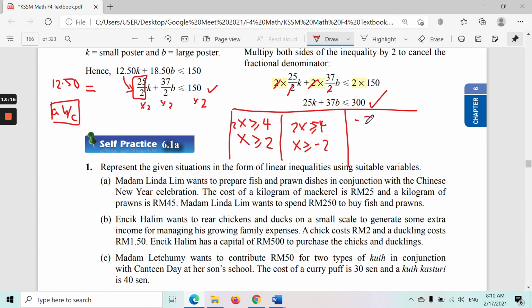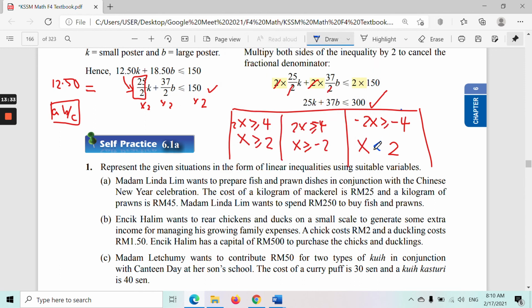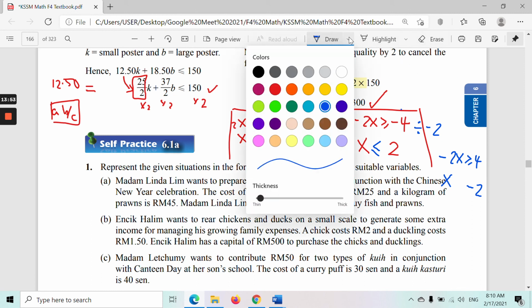And then next example, if I have negative 2x greater than or equal to negative 4. So how do I do this? X, this one negative 4 divide negative 2, you have 2. But be careful with the sign, greater than or equal will become less than or equal because you are dividing by a negative number. When you divide by a negative number, this sign must change. Similarly for this example, greater than or equal to 4. So what is your answer? You will have x. 4 divide negative 2, you have negative 2. And then because you divide by a negative number, this sign must change.